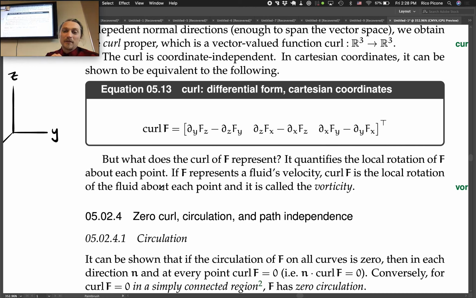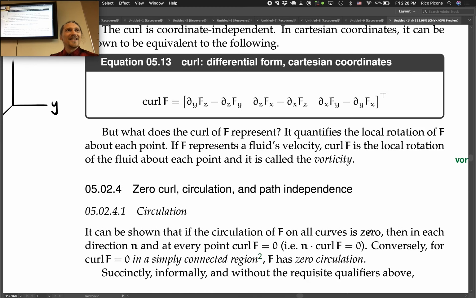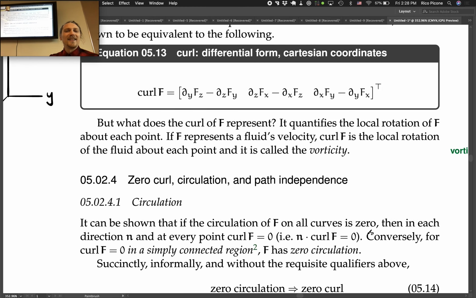So if F represents a fluid's velocity, curl is the local rotation of the fluid about each point, and it is called the vorticity. So in your fluids class, you probably heard that term thrown around a little bit. That's how you compute the vorticity, by computing the curl of the velocity field.